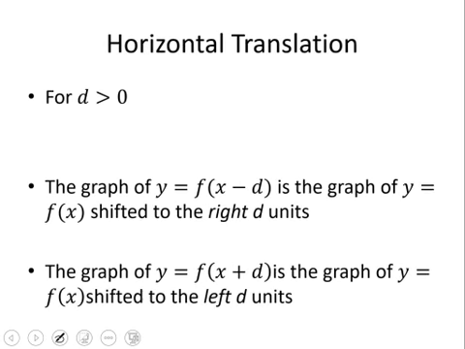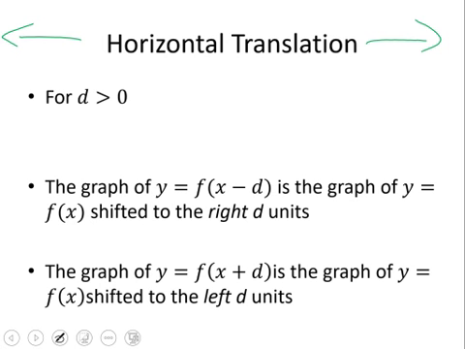A horizontal translation is if you are going to shift it left or right. So left-right is your horizontal translation. This is again assuming that d is positive. With this one, the graph of y equals f of x minus d, on the inside of the parentheses, if it's x minus d, that means you're shifting it to the right d units. If it's x plus d, that means you're shifting it to the left d units.